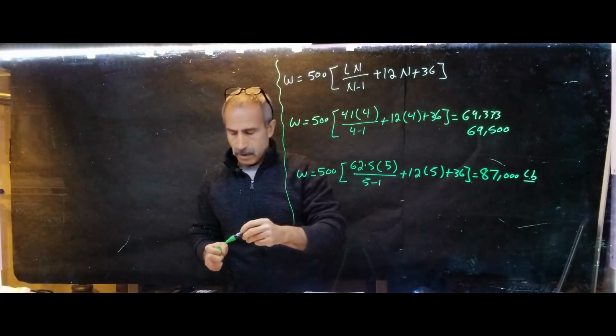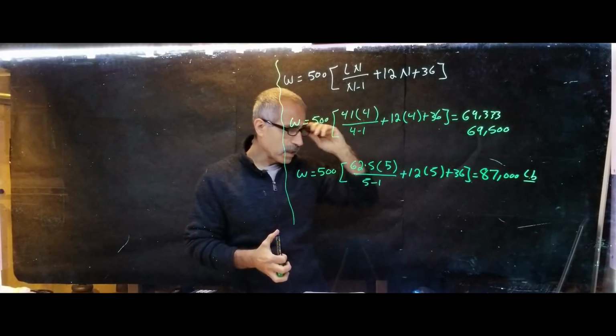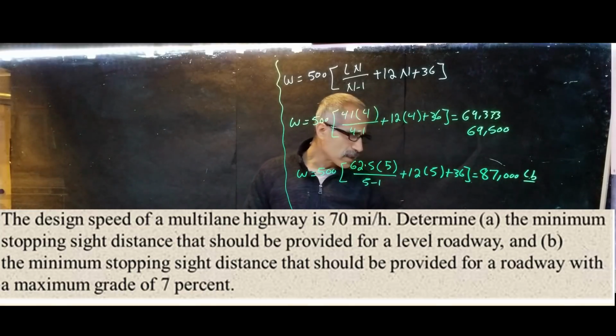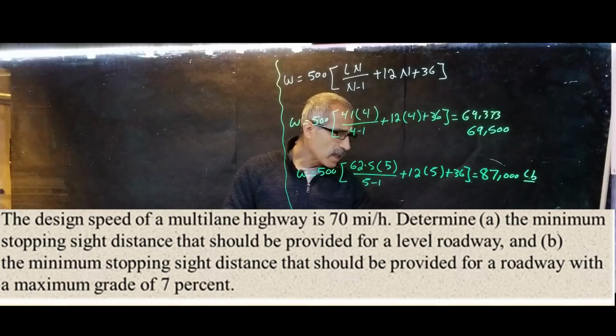I'm going to go over onto the other side. The next problem I'm going to put on a board here. We're going to talk about stopping sight distance. The problem is: the design speed of a multi-lane highway is 70 miles per hour. Find first the minimum stopping sight distance that should be provided for a level roadway. And second, what's the minimum stopping sight distance if the grade is 7%?